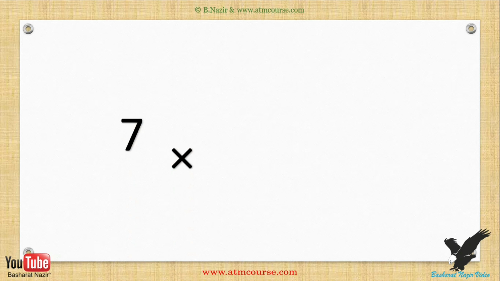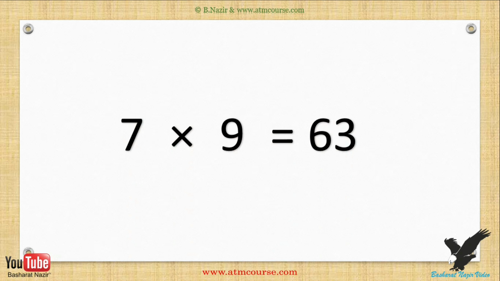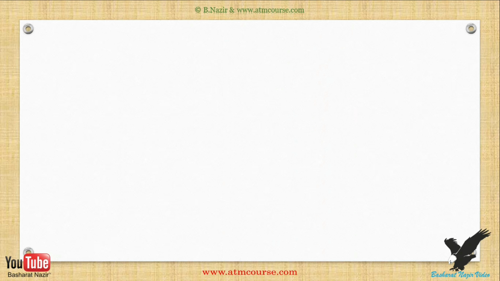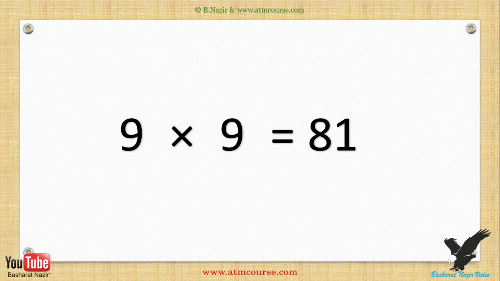Seven times nine equals 63. Eight times nine equals 72. Nine times nine equals 81.